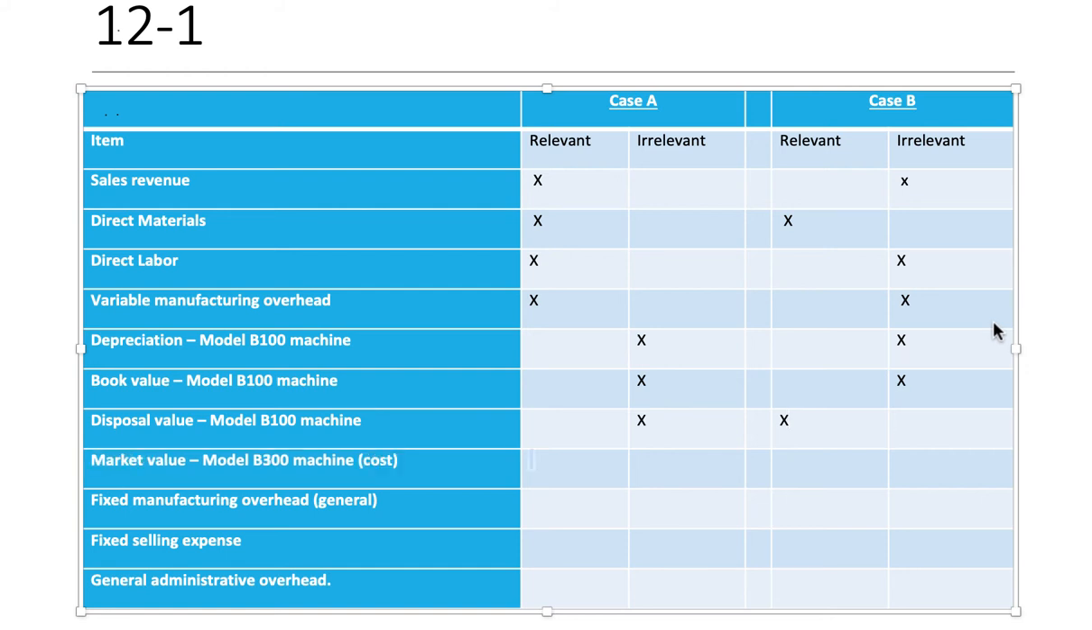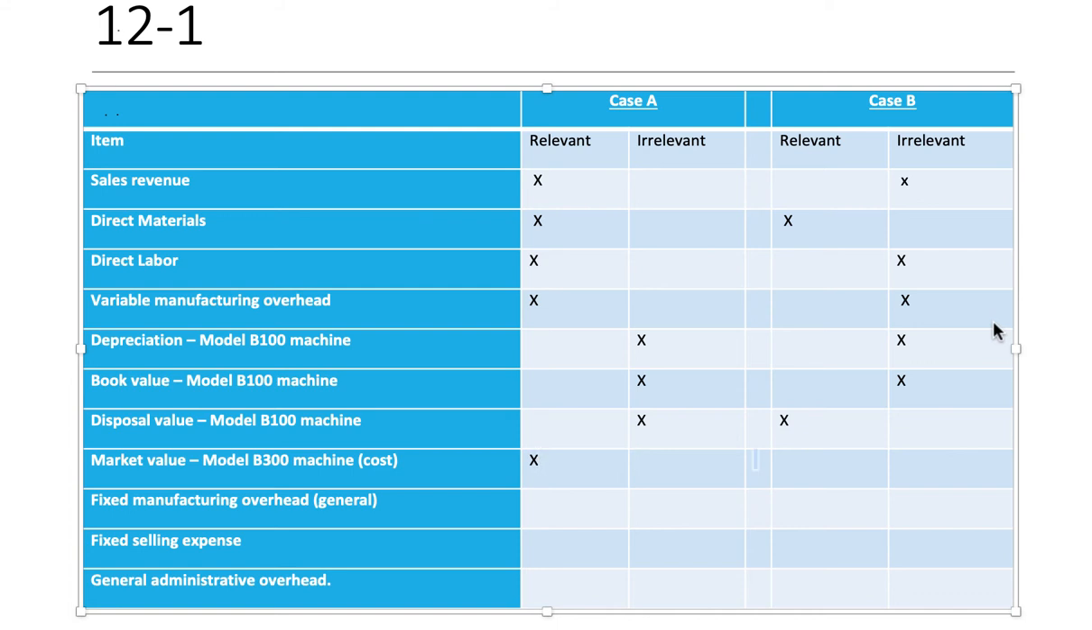Okay? The market value, the cost of B300, is it relevant or is it irrelevant? Well, let's look at case A. Case A says I either keep going as I'm going, meaning I'm just going to use B100 and keep working, or I'm going to keep B100 and add B300. In that case, the market value is definitely relevant, right? Because the choices are I either buy it or I don't buy it. Well, the cost of that machine differs under each of those scenarios, right?